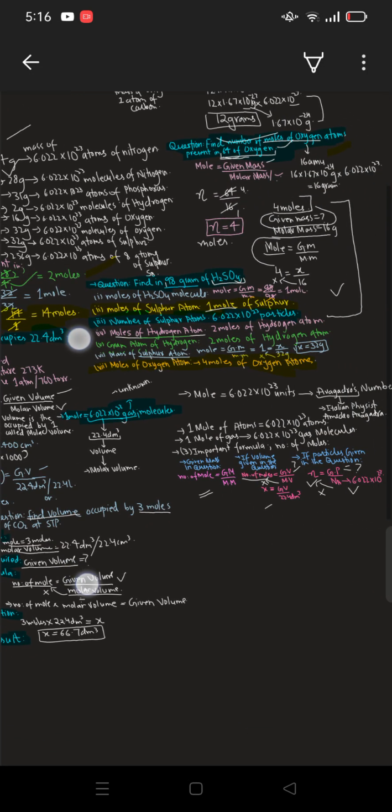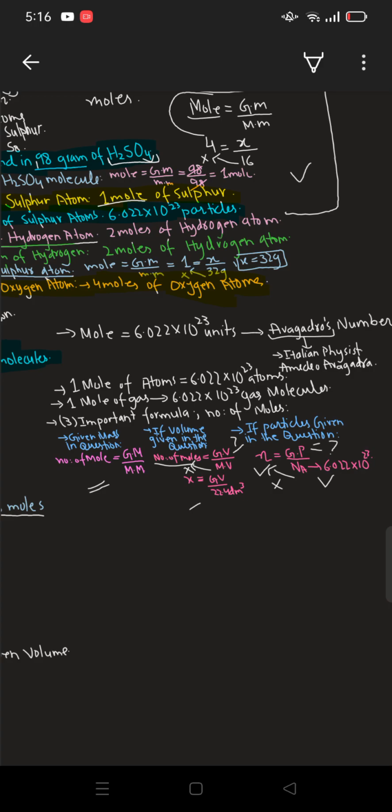Okay, so as in the last video, we have revised the three important formulas by which we can calculate the number of moles, right? The first formula was on the basis of mass. If the mass is given in the question, then you can find the number of moles by dividing that given mass by the molar mass of that particular substance. You can get your number of moles, right?